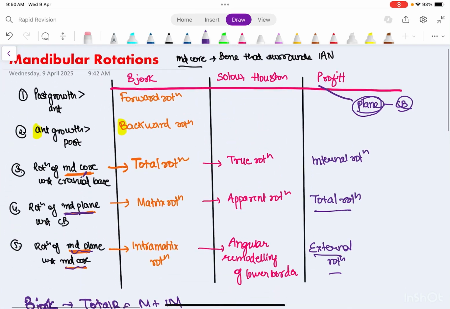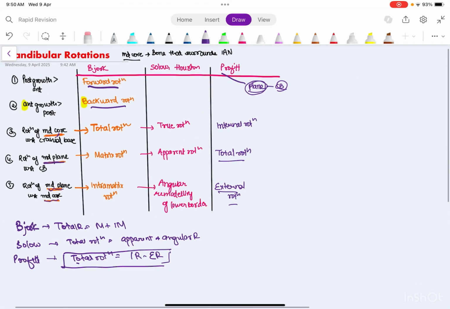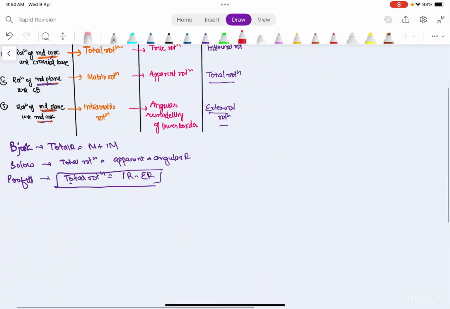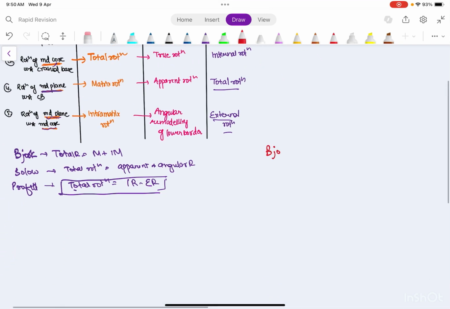Now we just can't leave this forward rotation and backward rotation without touching it, right? Because obviously there might be something to it also. So according to Bjork, you had a forward rotation and a backward rotation.